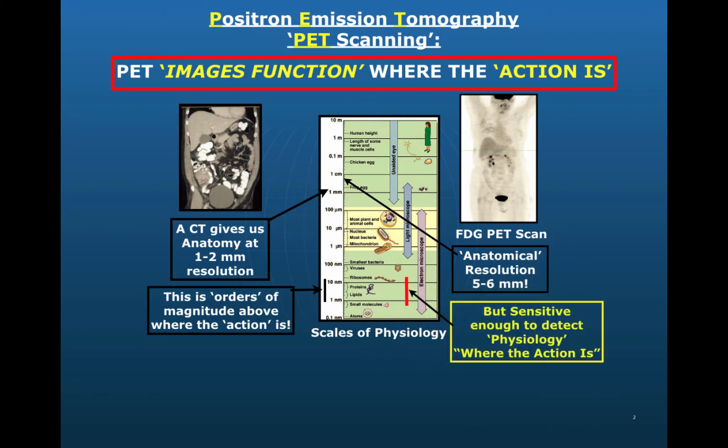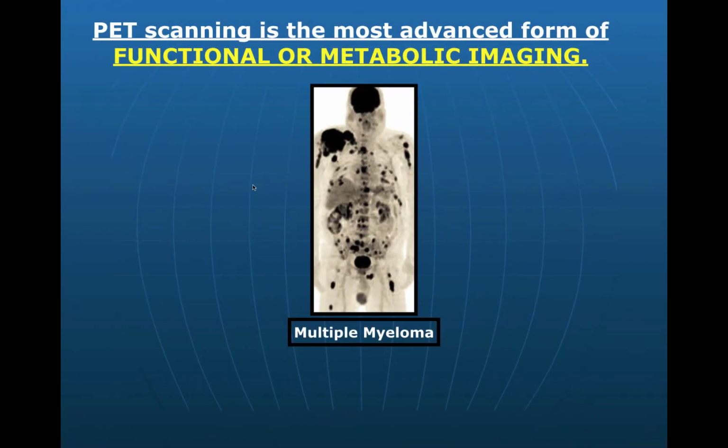It's because we have the sensitivity to be able to image the physiology where the action is taking place in the cells themselves. So PET scanning is the most advanced form of functional metabolic imaging we have. This is an unfortunate patient with stage 4 very advanced multiple myeloma. This is the patient's brain and their bladder, but the rest of what you see here are very active cancer cells eating all that sugar, this again being an FDG PET scan.